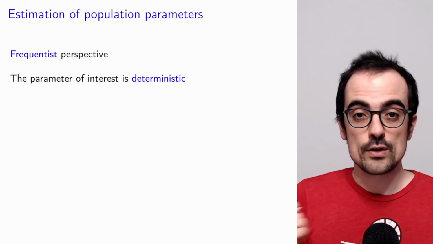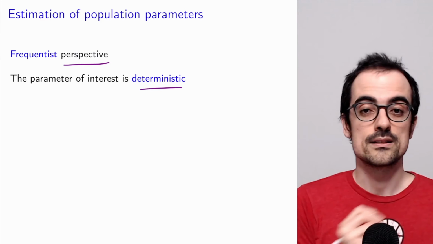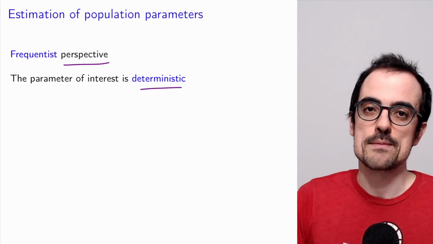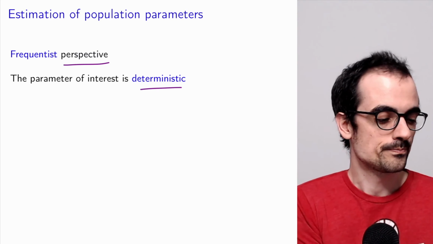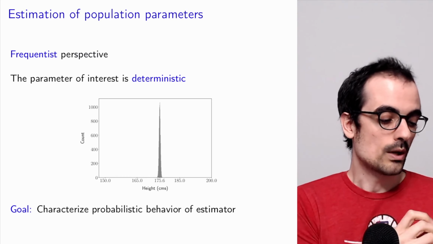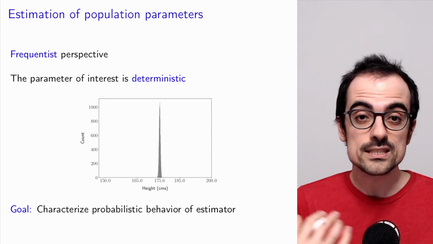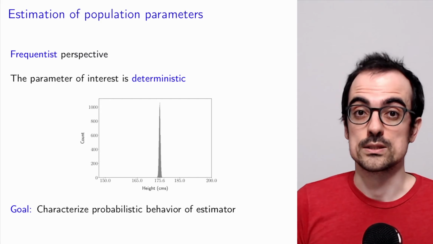We're taking a frequentist perspective, as I mentioned a moment ago, where the parameter of interest is deterministic. This is in contrast to a Bayesian perspective, where we might want to endow the parameter of interest with a distribution. We want to characterize the probabilistic behavior of the estimator with respect to this deterministic parameter, which is what we want to estimate.